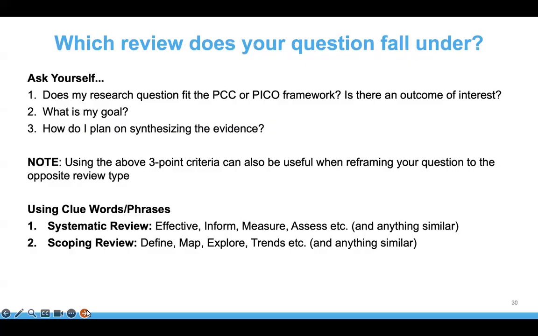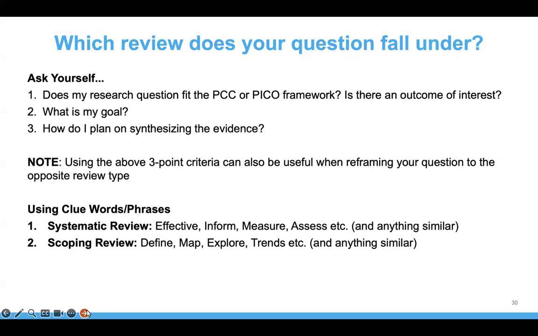Now, to wrap up, systematic and scoping reviews share the same rigorous foundation, but their purposes differ. Systematic reviews seek to evaluate how effective something is, or again, looks more at a cause and effect relationship, whereas a scoping review seeks to explore what is out there. When determining which review type your research question falls under, ask yourself, does my research question fit the PCC or PICO framework? And do I have a specific outcome of interest? What is my goal? And how do I plan on synthesizing the evidence?